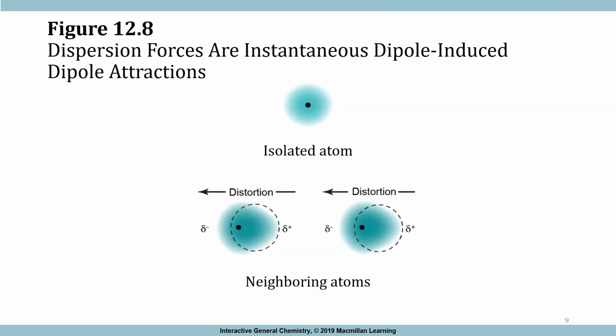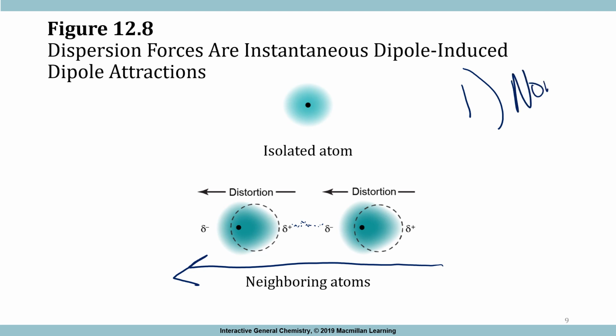Here's just an example of dispersion. So we have a generic isolated atom. If I have multiple of them as neighboring atoms, if one of them becomes partially charged on one side, it might induce a partial charge on the other one. So it's being distorted towards that negative charge, but that partial positive is being attracted to that partial negative right there. So whenever you're asked a question about dispersion forces, the first thing you are looking for is, is it non-polar?